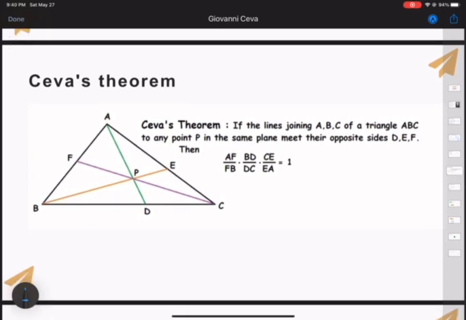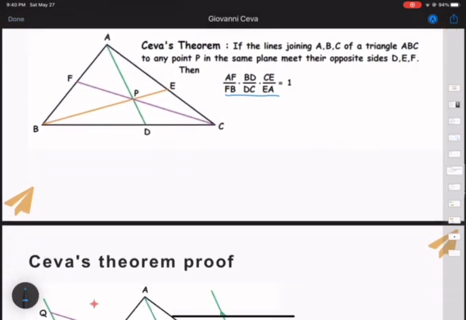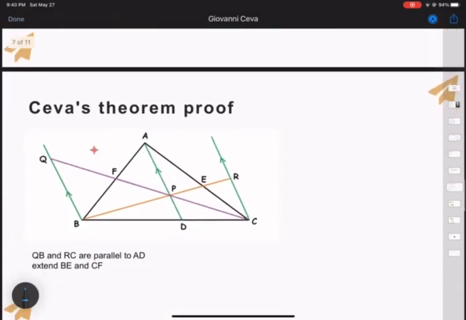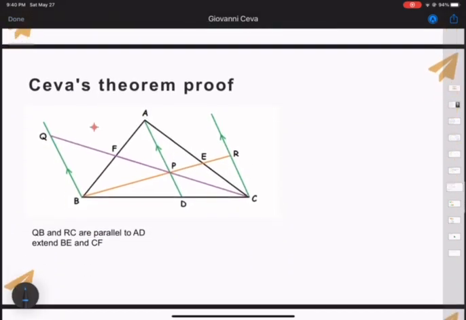And Ceva's theorem is that if the lines joining the vertices A, B, C of a triangle ABC to any point P in the same plane meet the opposite sides at D, E, F, then AF divided by FB times BD divided by DC times CE divided by EA equals 1. Now we're going to prove Ceva's theorem.